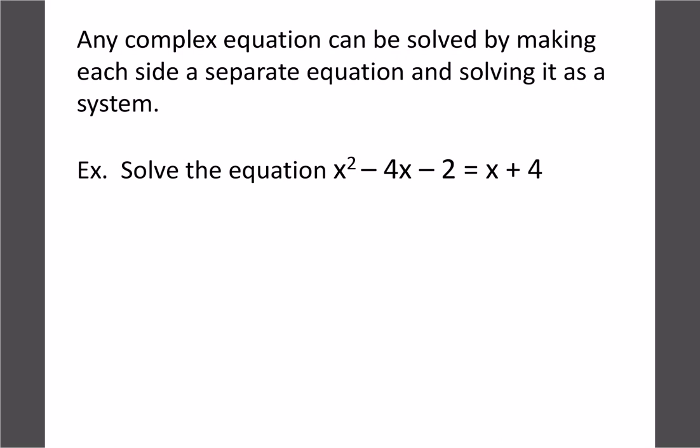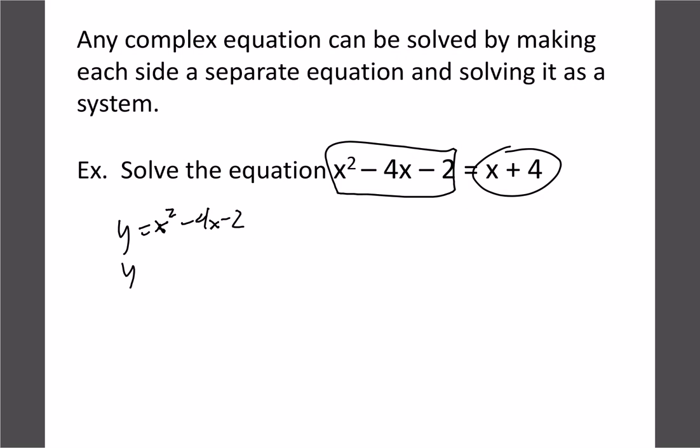Even though this one has no y equals, we can actually just graph each side separately. So graph y equals x squared minus 4x minus 2, and then graph the other equation, y equals x plus 4. And that will give us our system that we could use to figure out what the solution is. So x squared minus 4x minus 2, let's do that one first, and then let's do x plus 4 as our second equation.